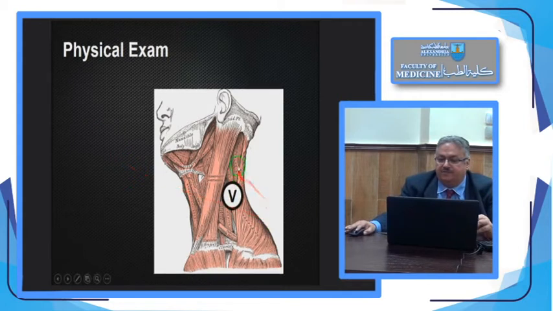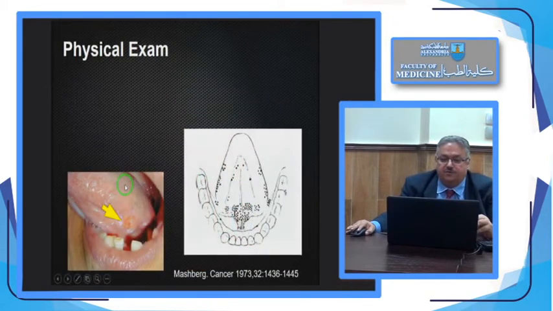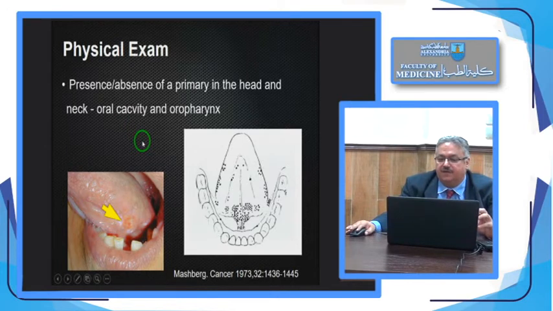Level 5, posterior triangle lymph nodes. Metastases in lymph nodes from the nasopharynx to the posterior triangle, level 5. So you need to complete the physical examination with examination of the possible primary in the head and neck region, in the oral cavity and oropharynx.